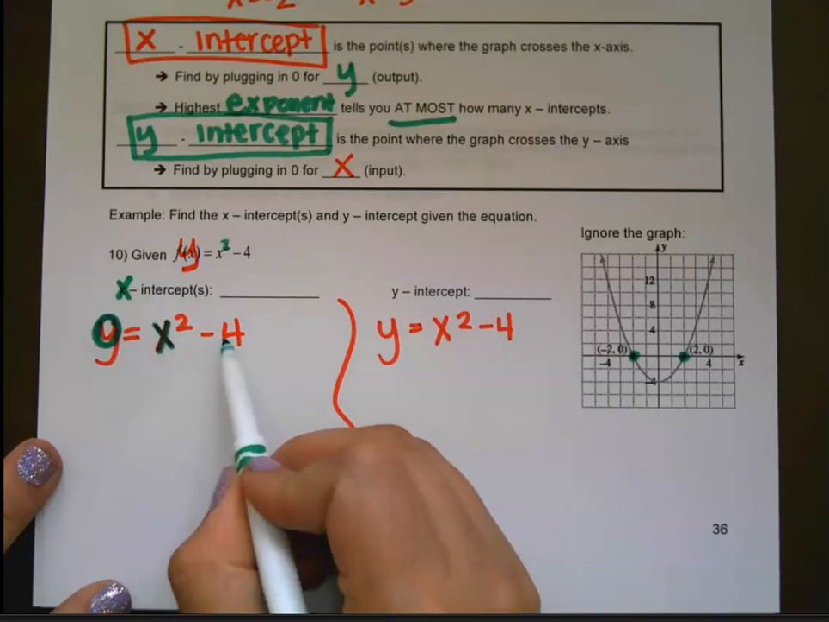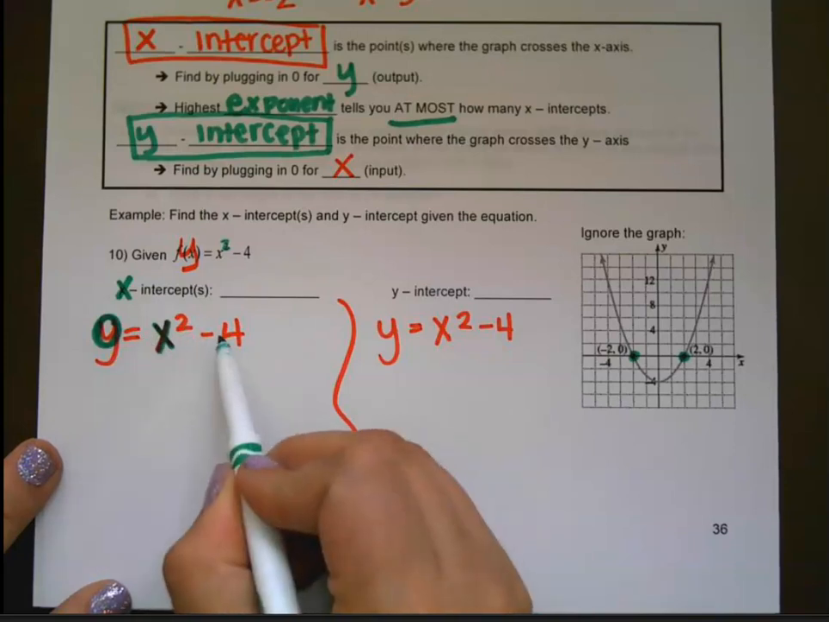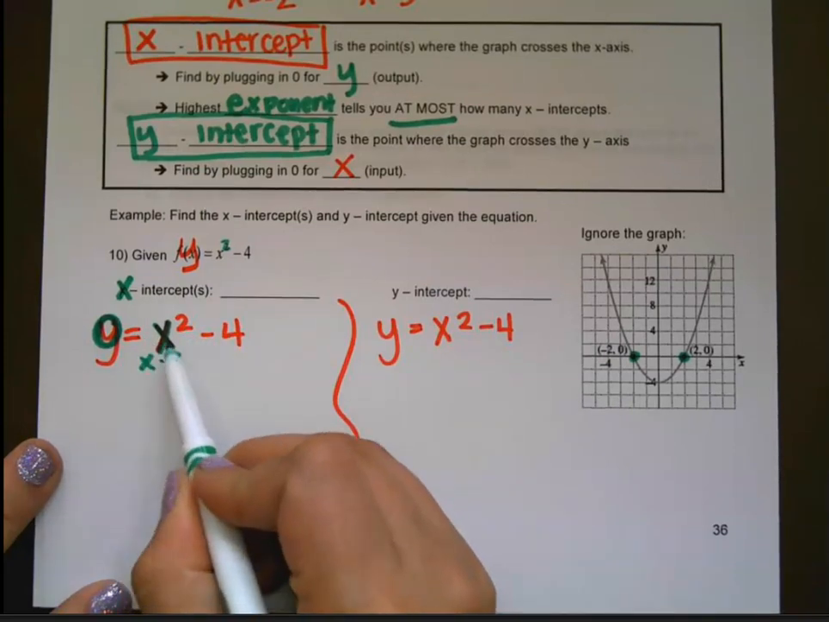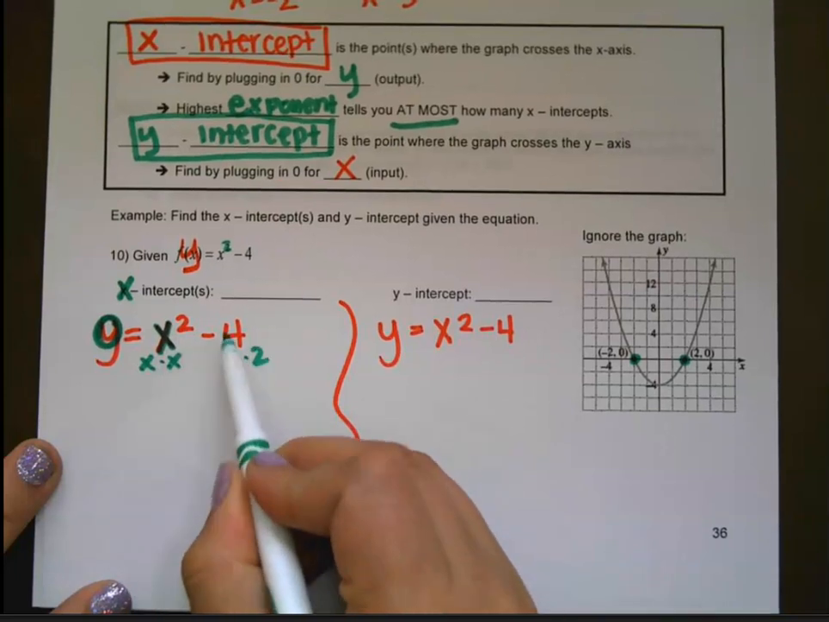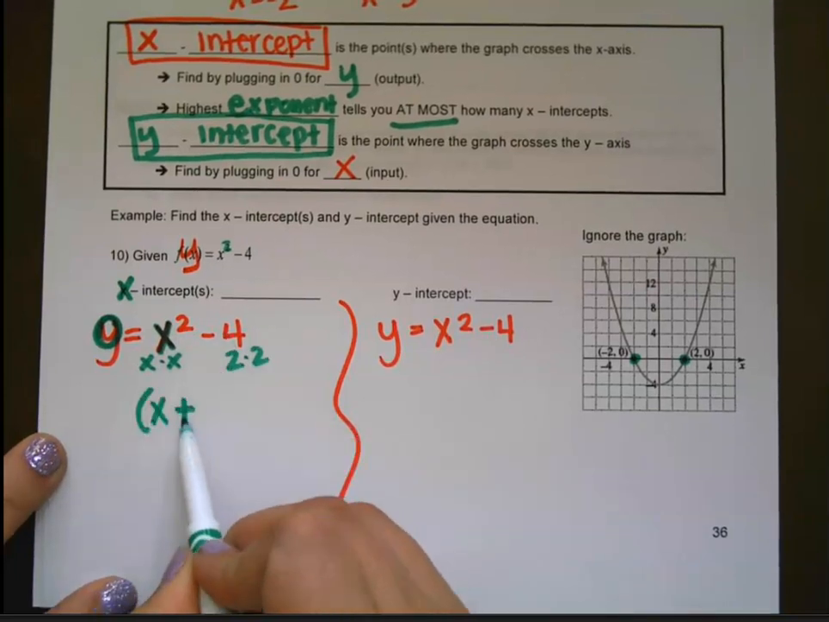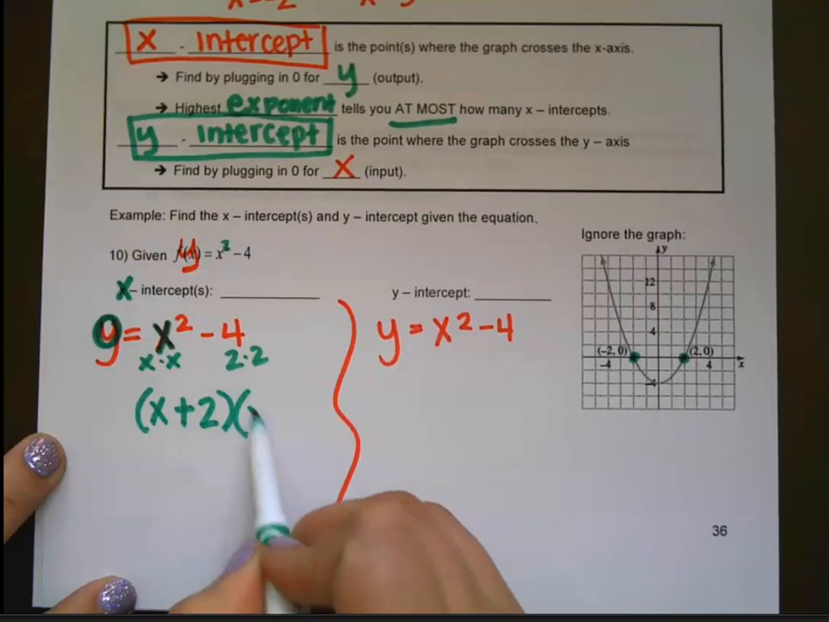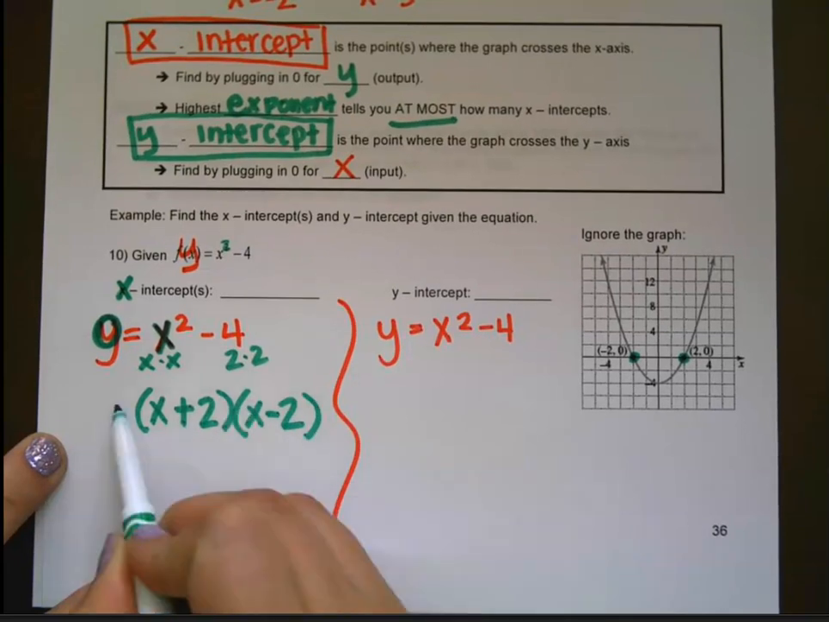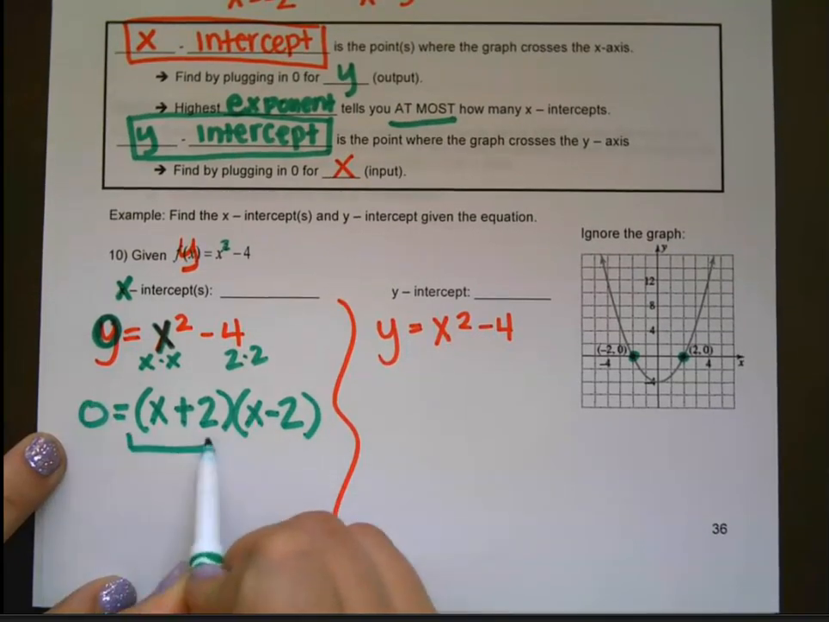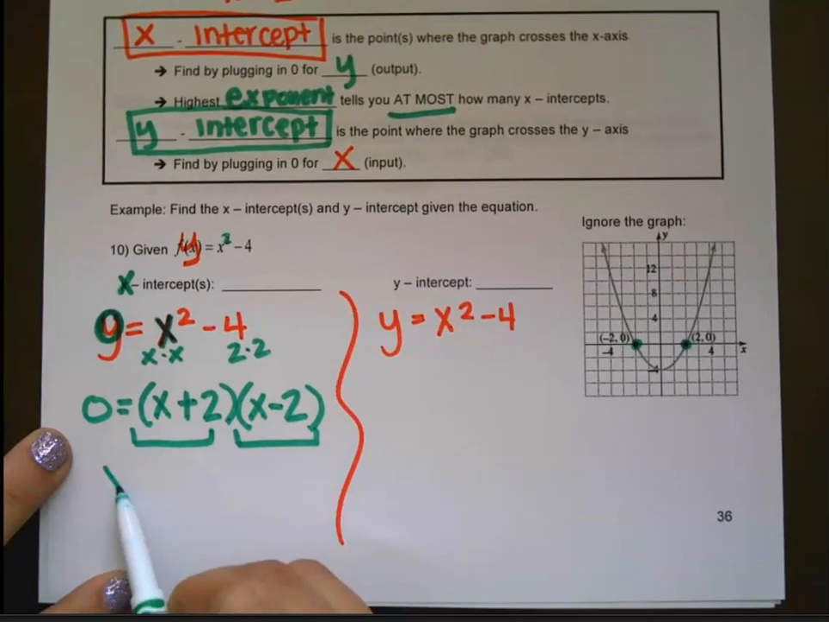To factor it, it doesn't have a GCF, but I know that x times x is x squared and 2 times 2 is 4, so it's a difference of 2 squares. And then I set each of these equal to 0.